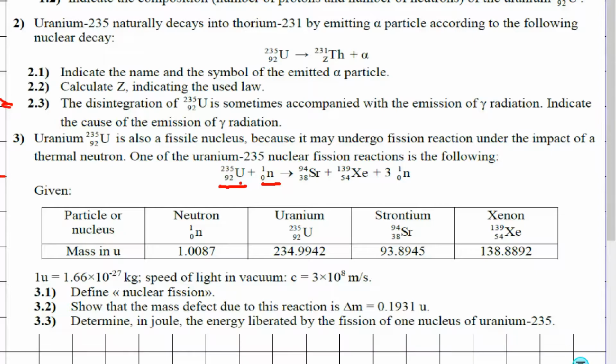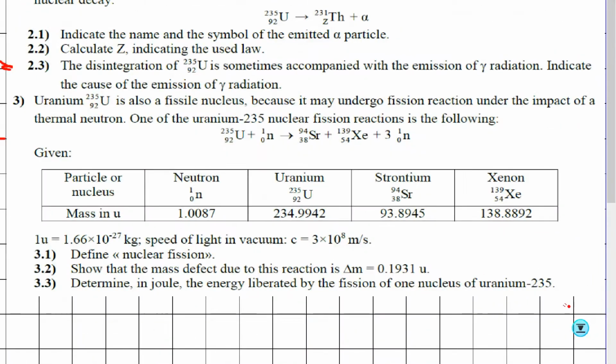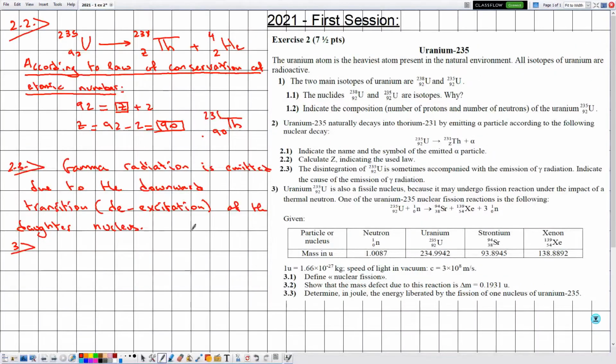So notice that here we have the uranium. So under this thermal neutron, it decays into the following. Now if you look just at the numbers, here we have 235, which is relatively greater than 94 and 139, and for sure 1, which means that this is the case where a nucleus is divided into lighter nuclei. Now in the following table they give us the masses in the atomic unit U of the following nuclei, and they gave us the value of 1 U in the SI and the speed of light in vacuum. In 3.1 they are asking us to define nuclear fission.